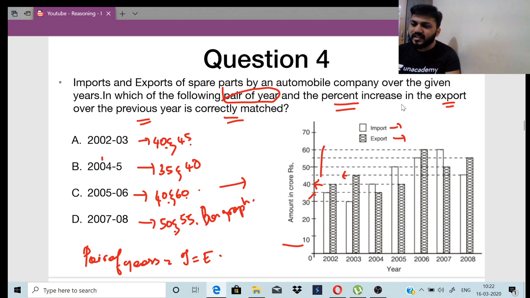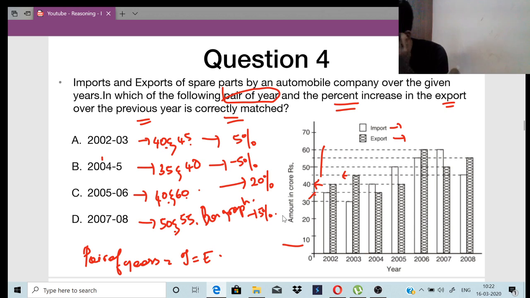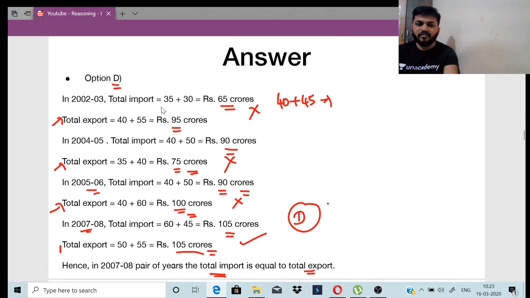Okay, percentage increase पे जाओगे, right? You guys are true, right? 40 and 45, the percentage increase will be 5% here, right? Here it will be -5, here it will be 20%, and here it will be 5%, right? Pair of years का मतलब क्या है? The import is equal to export, right? तो आपको import का भी रेशियो देखना पड़ेगा. Okay, imports ratio. So that is what I have written here.